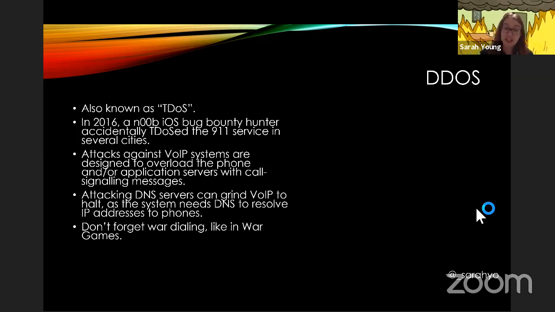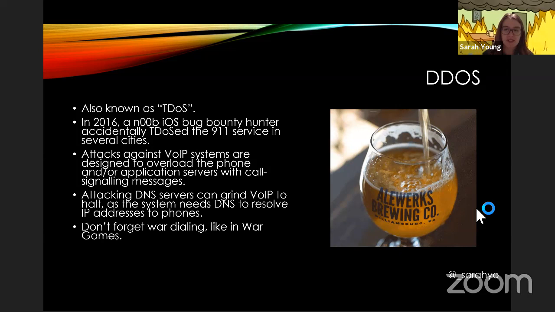And then finally, there is war dialing. If you haven't seen War Games, do go and watch it. War dialing is using an automated machine to keep dialing numbers time and time again. It used to be a physical machine. Nowadays, we'd probably just use a computer with a script, but it is something that's still present.